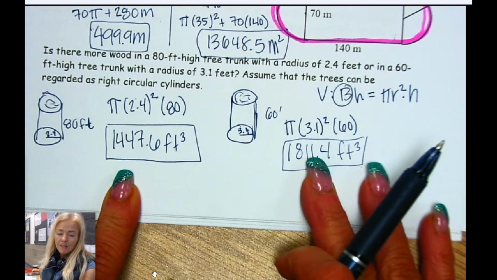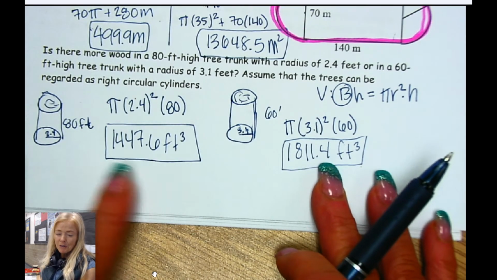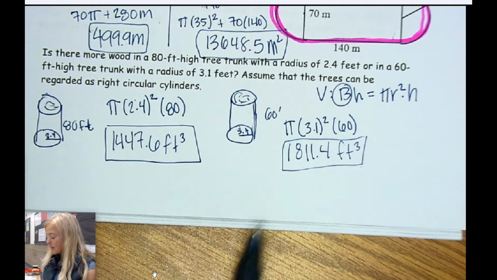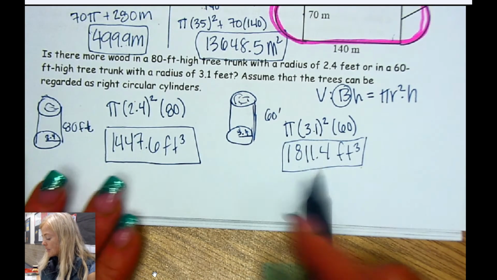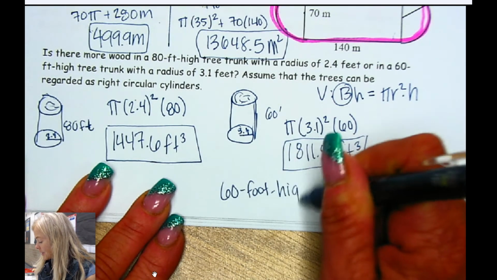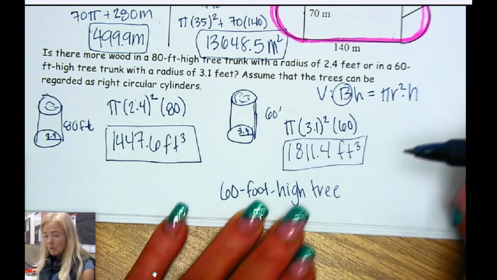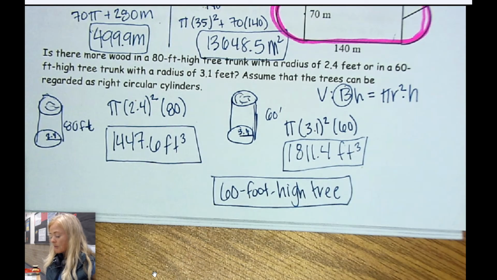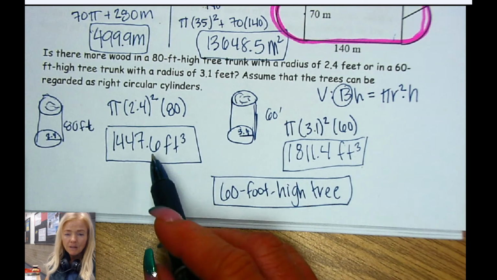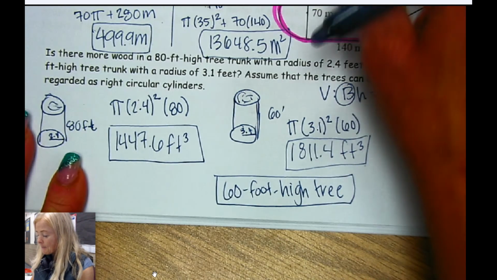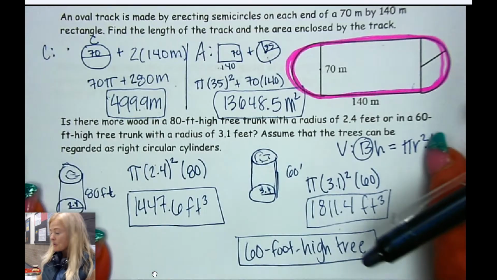You'll have to do a problem like this on the homework, and that's your first step: to figure out how many cubic feet are in each tree trunk. And then, of course, this 60-foot high tree has the most wood, and it's because it has 1,811.4 cubic feet, whereas the 80-foot one has 1,447.6. All right, so those are types of problems that you're going to get on the homework.